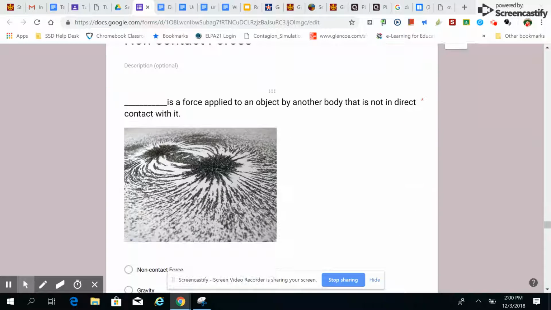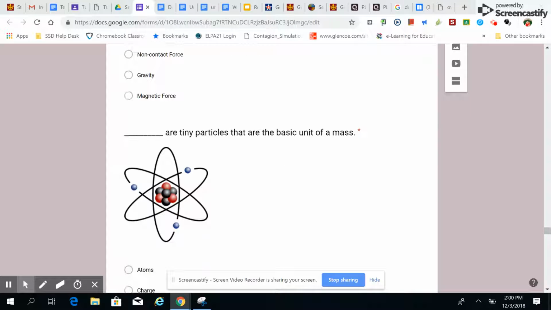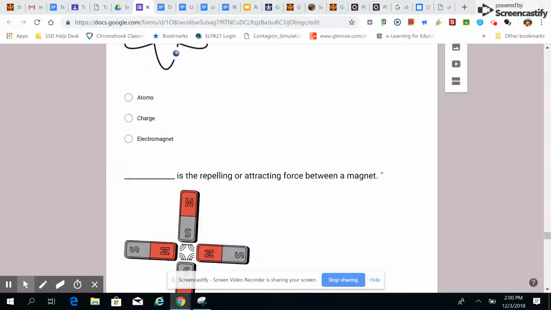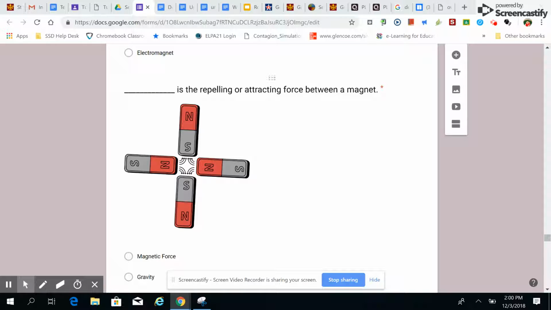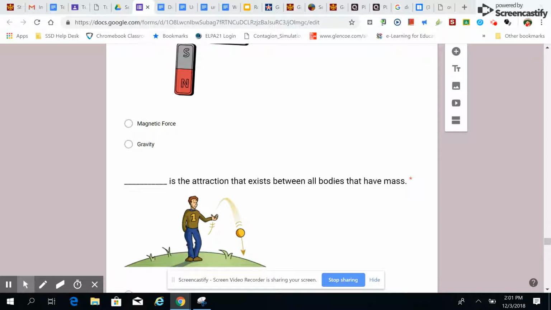Non-contact forces. Blank is a force applied to an object by another body that is not in direct contact with it. Non-contact force, gravity, magnetic force. Blank are tiny particles that are the basic unit of mass. Atoms, charge, electromagnet. Blank is the repelling or attracting force between magnets. Magnetic force, gravity.